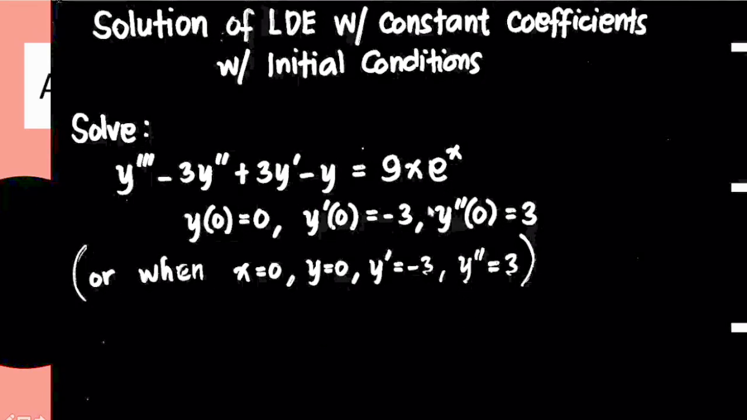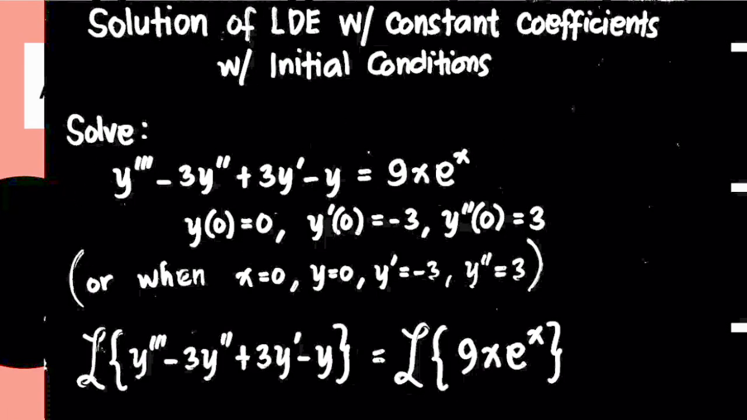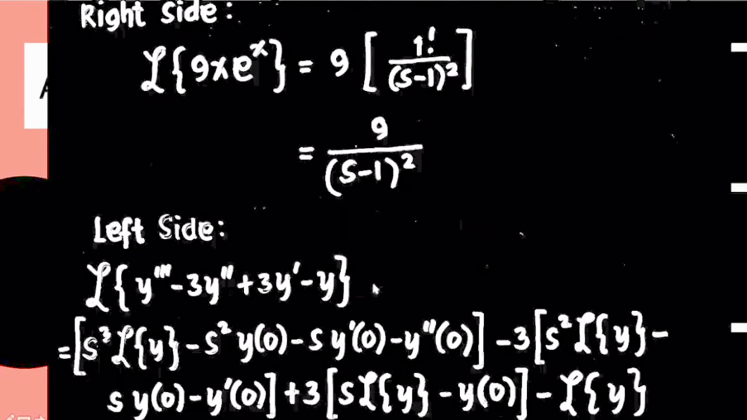Then we will use Laplace in solving this differential equation. So we will take the Laplace of both sides of the equation. If I take the Laplace of the left-hand side of this equation, I also take the Laplace of the right-hand side. So you can actually separate. You can take this first, then the Laplace of the left. So we will take the Laplace of the right-hand side. So this is it: Laplace of 9x e raised to x.